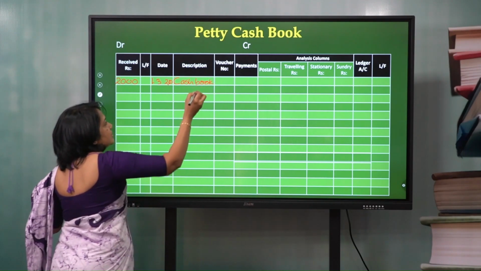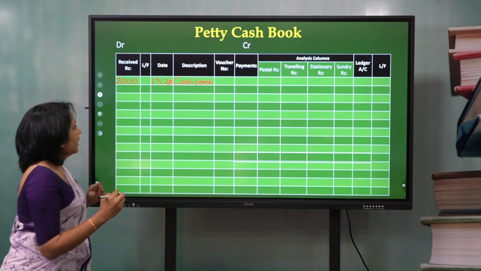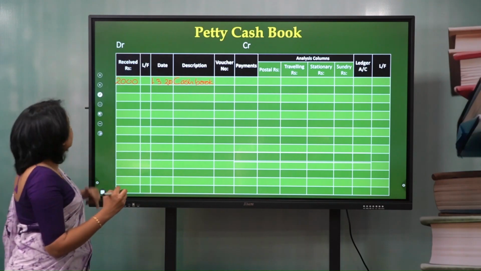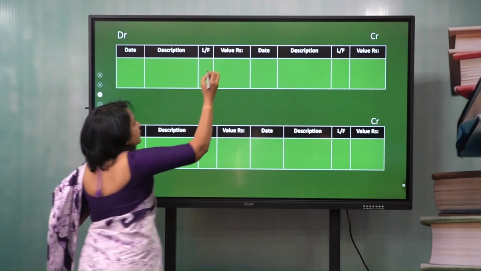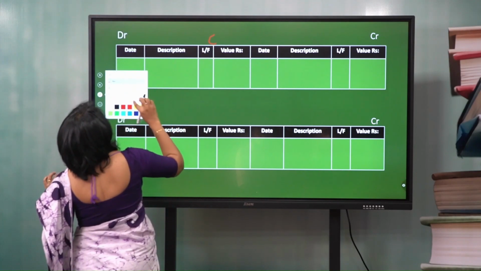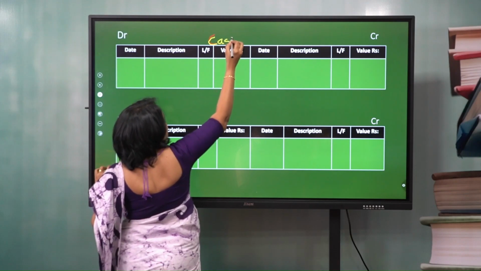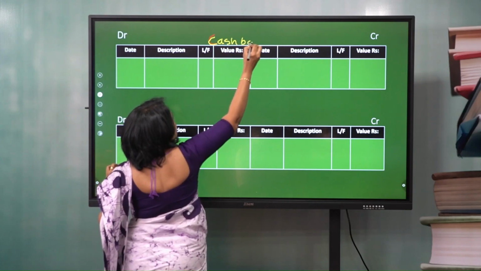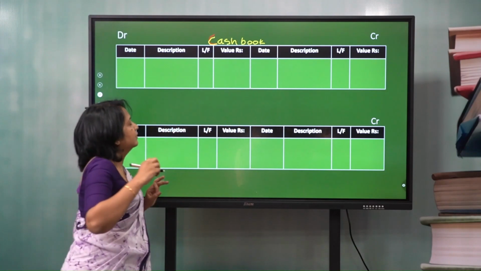Now this is the debit entry of that transaction, and we record the credit entry in the cash book. Now this is the account, and we have to name this account as cash book. Cash book, and we have to record the transaction in the credit side.